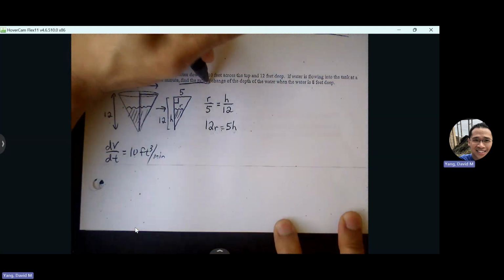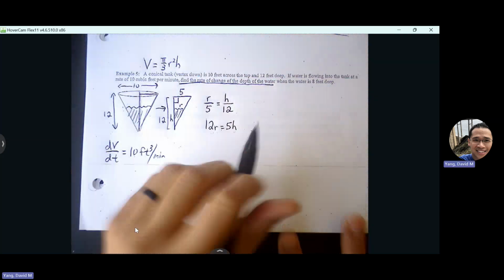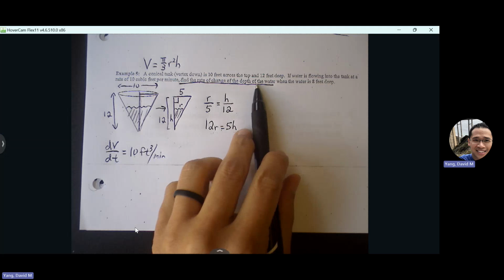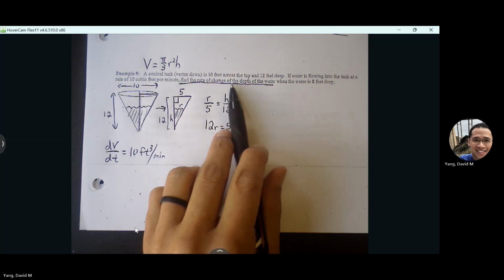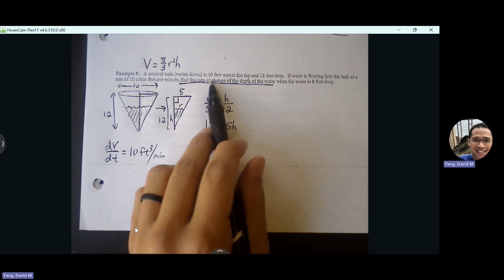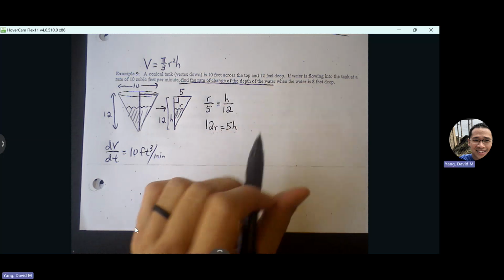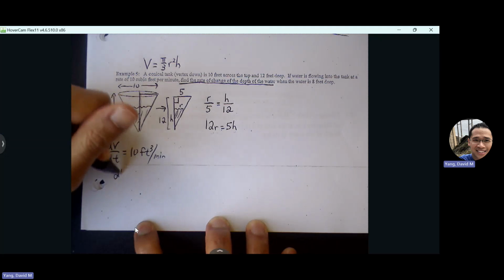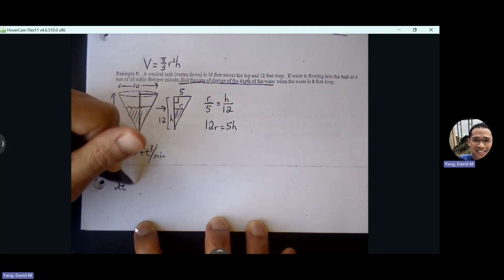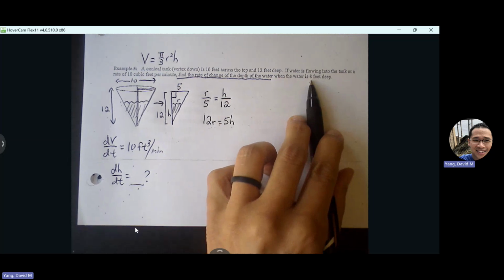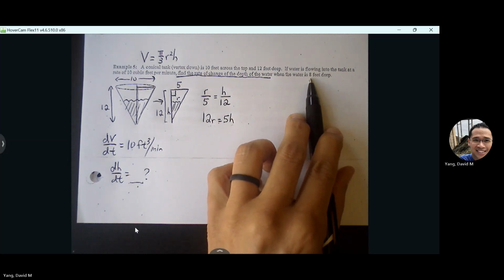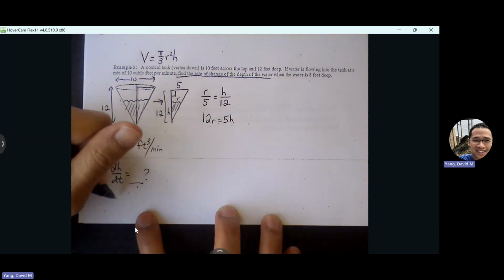Okay, find the rate of change of the depth of water. What's depth of water referring to? Which variable? Rate of change of that. So therefore, good, dH over dt. Rate of change of depth of water is talking about dH dt. So that is what we're looking for. When the water is 8 feet deep, what variable is that? H.